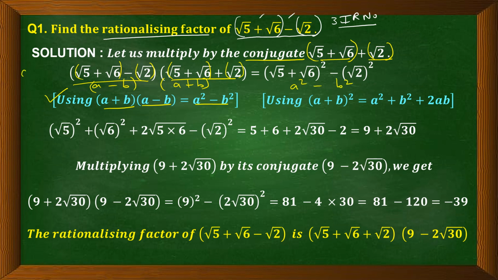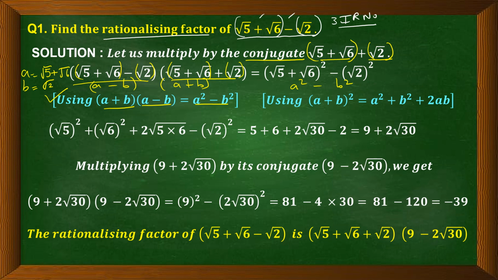Now what is our a? A over here in this expression is root 5 plus root 6, whereas b over here is root 2. So accordingly, when we write a square, we will write root 5 plus root 6 whole square, and when we write b square, we will write square of root 2. Okay, so we have got a square minus b square.